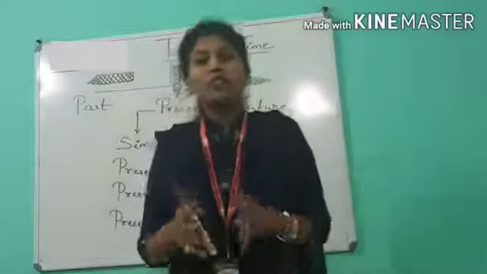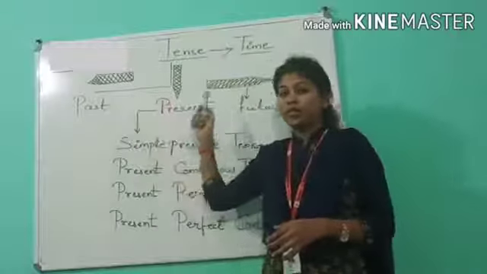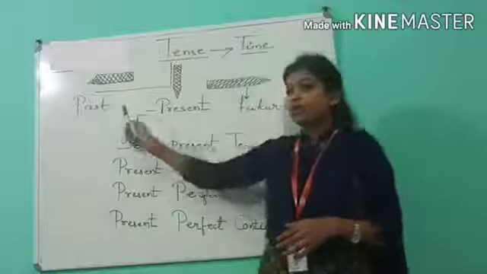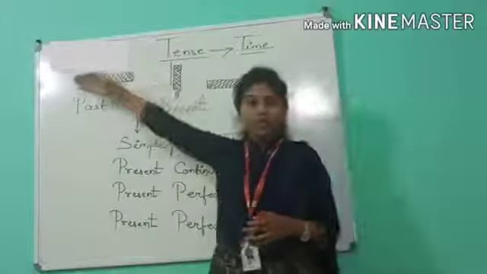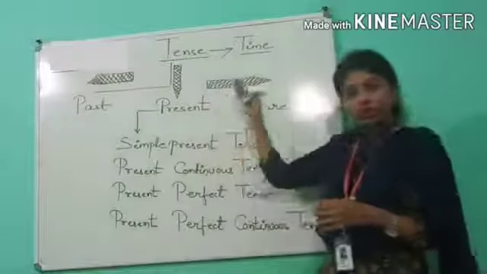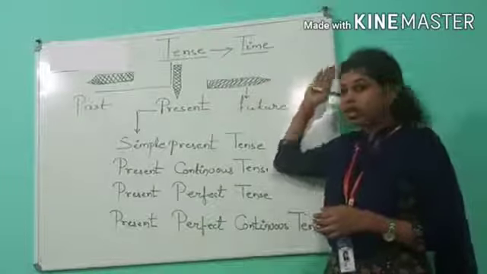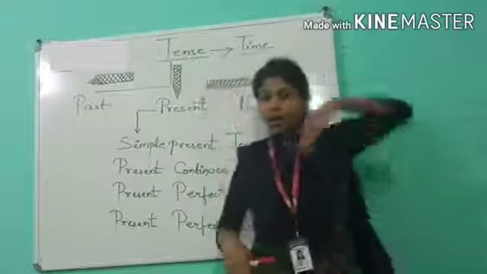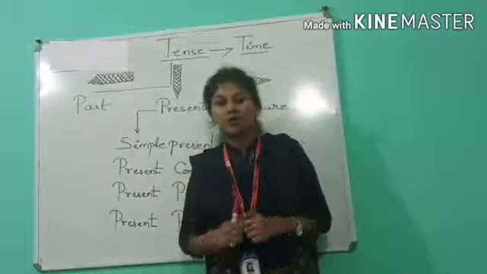So it is of three types. What are they? Past, present and future. You can see the arrow mark. The arrow mark going that side is the past. Our future will come on the other side, and the arrow mark is this side. And for the present, the arrow mark is like this. That means it is talking about the present situation.